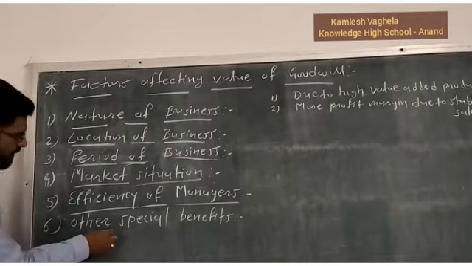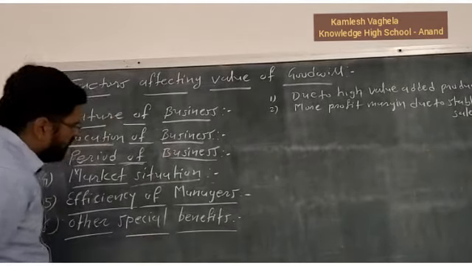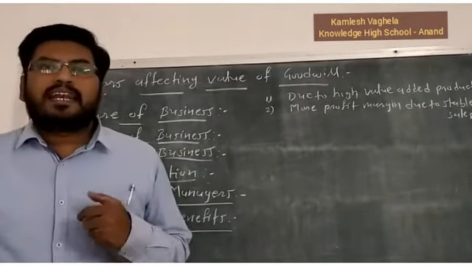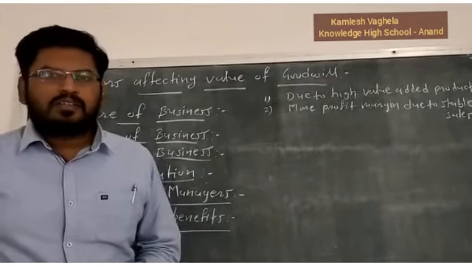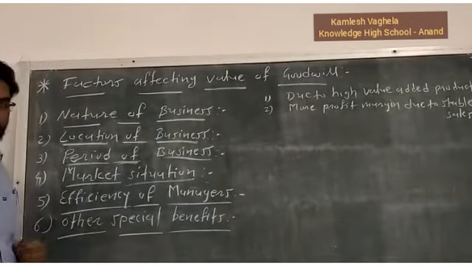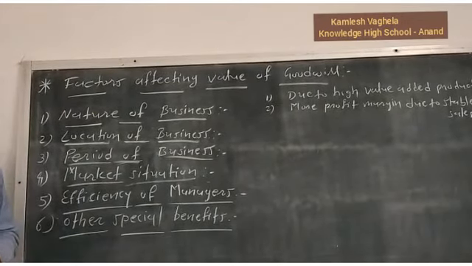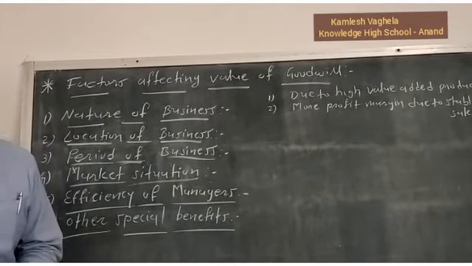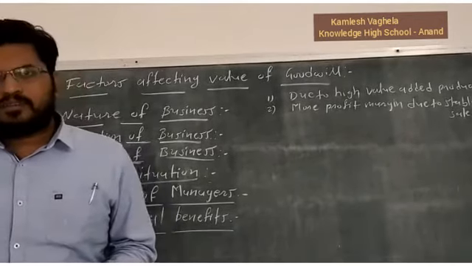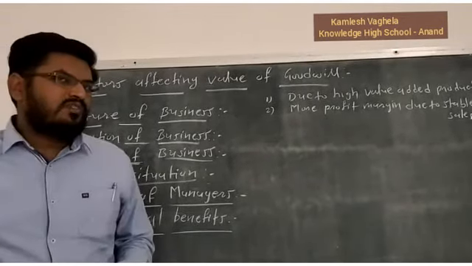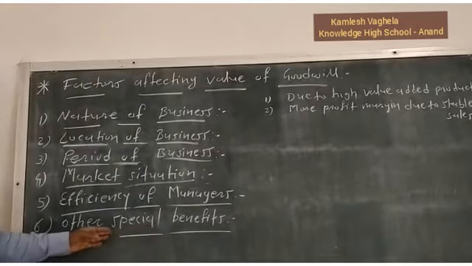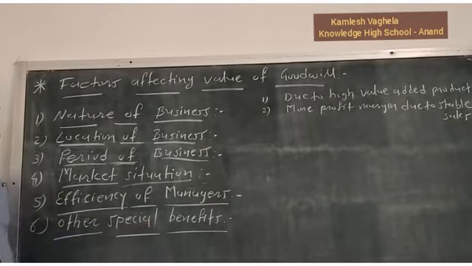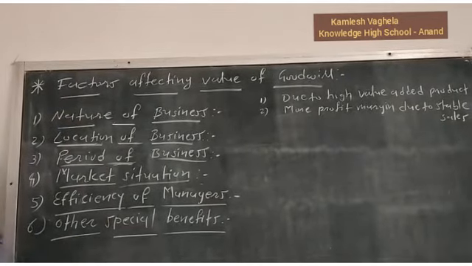And the last one, that is other special benefits. Other special benefit means what? If our business has a certain license, patent, copyright, then we can do business in an efficient way so that we can earn more profit compared to others. There are certain businesses for which you need a license. For example, petrol pump, or you can say crackers. So for this business you need a license. If you have that license, you can do business and you can earn huge profit. So these are some other special benefits. So these are the factors which affect value of goodwill.